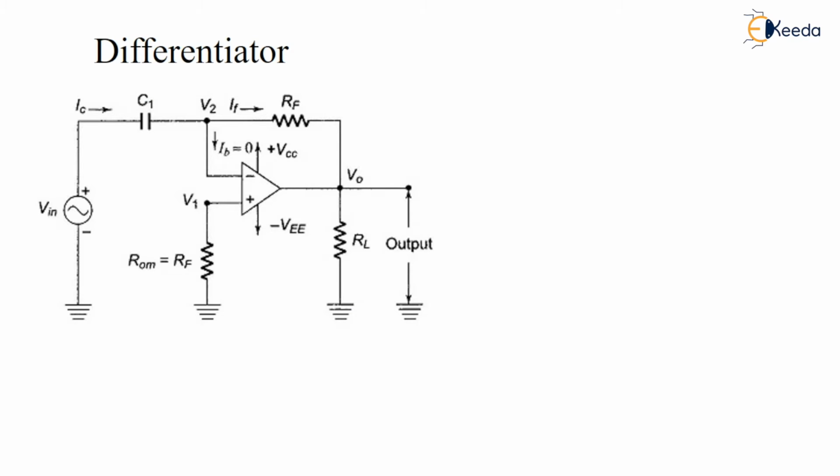This is the ideal differentiator circuit. In the differentiator circuit, this R1 is replaced with C1.